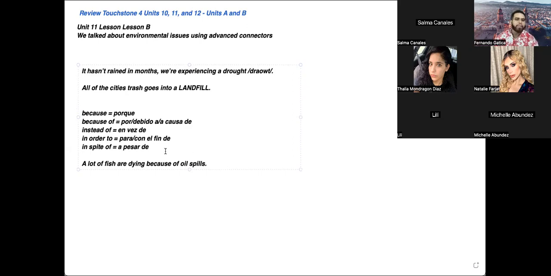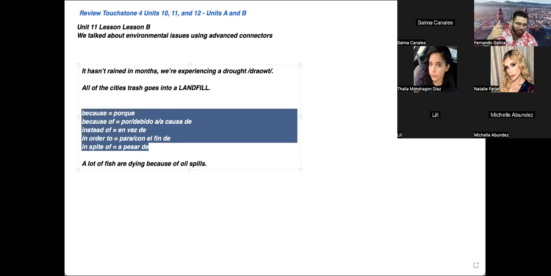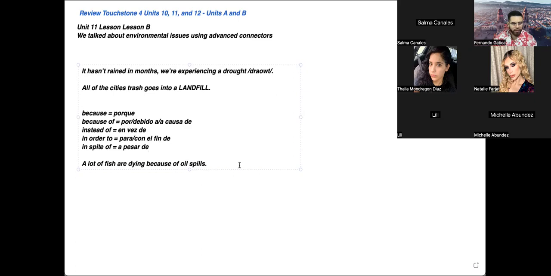All right. Now, we have four connectors: because of, instead of, in order to, and in spite of. How about this?